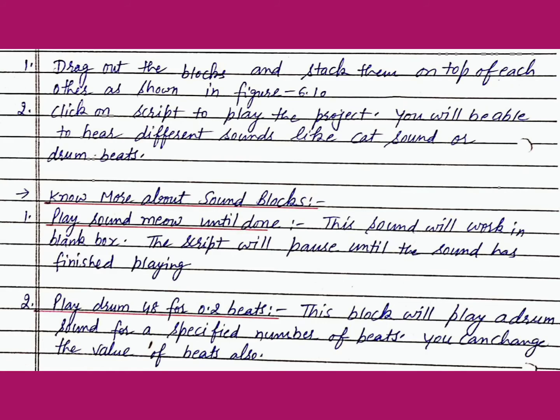Know more about sound blocks. Number 1. Play sound meow until done. This sound will work in blank box. The script will pause until the sound has finished playing. Number 2. Play drum 48 for 0.2 beats. This block will play a drum sound for a specified number of beats. You can change the value of beats also.